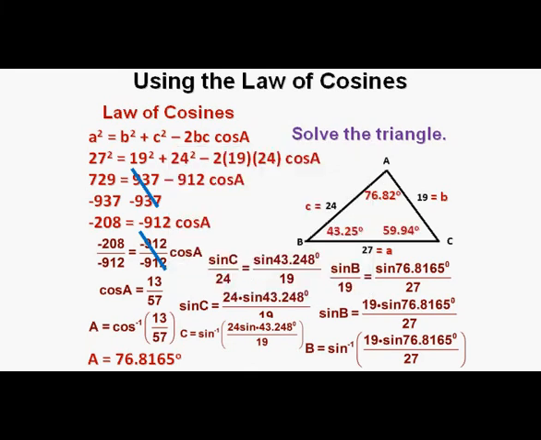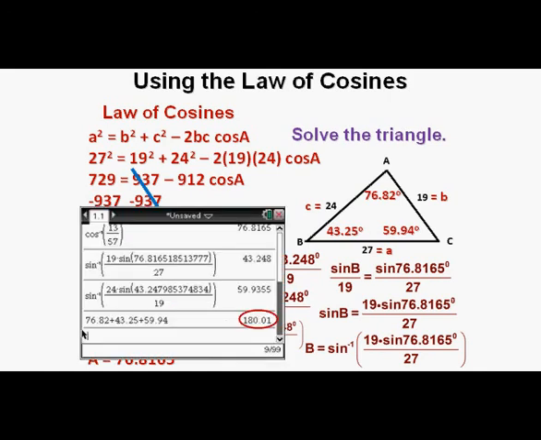Now we check by adding up the three angles of 76.82, 43.25, and 59.94 degrees. They add up to 180.01 degrees, and rounding to hundredths, this is the way it worked out. Not too bad. Here's the last problem we'll be looking at in this lesson.